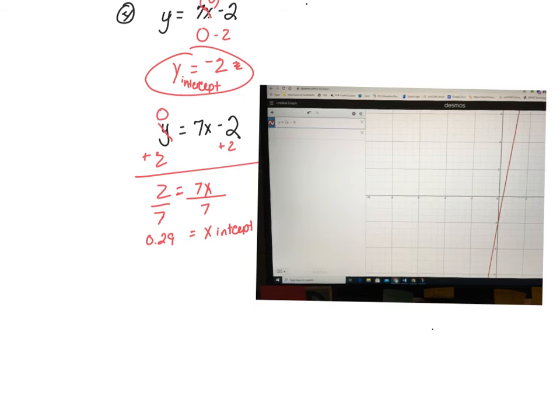If we were to put this equation in Desmos, where y equals 7x minus 2, you can see that the line crosses the y-axis at negative 2, so we got that right. And the line crosses the x-axis at about 0.29. It's not quite 1, it's not quite halfway, so that's where the x-intercept is.